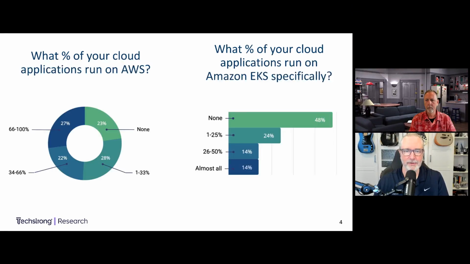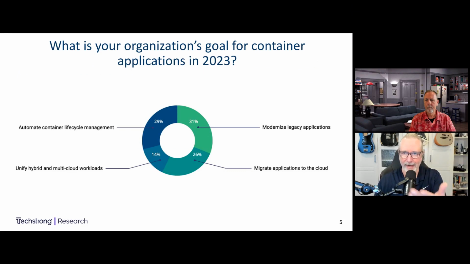I'm going to jump to this part of the data. And by the way, all of this data is in this document called the Pulse Meter that you can download in the handout section. We'll also email it to you. We're talking about containerization. What are some of the goals for containerizing apps? Automate container lifecycle management, unify hybrid and multi-cloud workloads, modernizing legacy environments, migrate applications to the cloud were some of the top things that came out of that. I know there are other reasons as well. Any comments on the why of containerization?